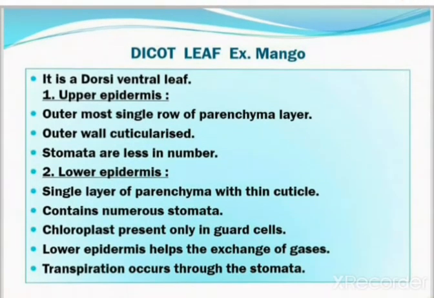Students, dicot leaves are dorsiventral leaves because the mesophyll of a dicot leaf is differentiated into palisade and spongy parenchyma. What is meant by dorsiventral leaf? The mesophyll of the leaf is differentiated into palisade parenchyma and spongy parenchyma. Example, dicot leaf, mango.